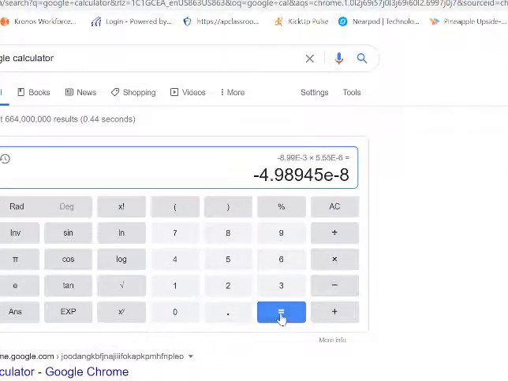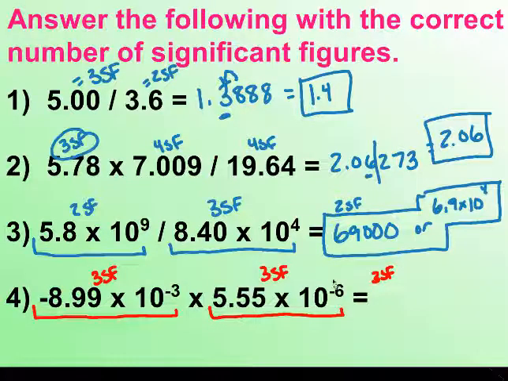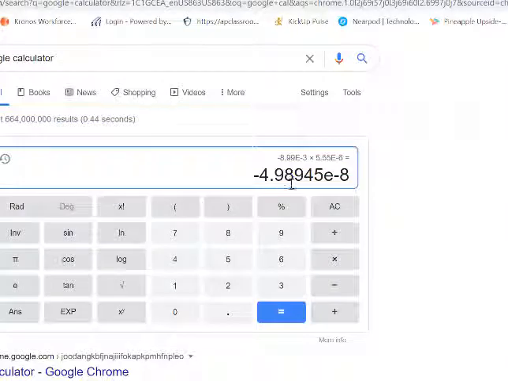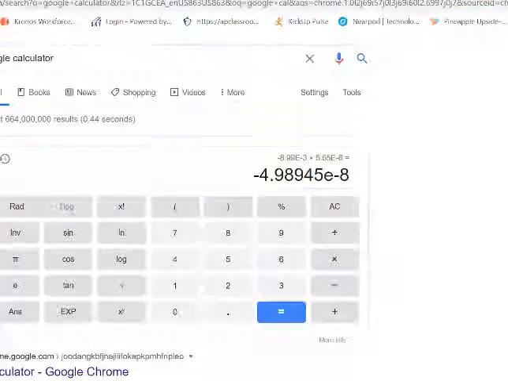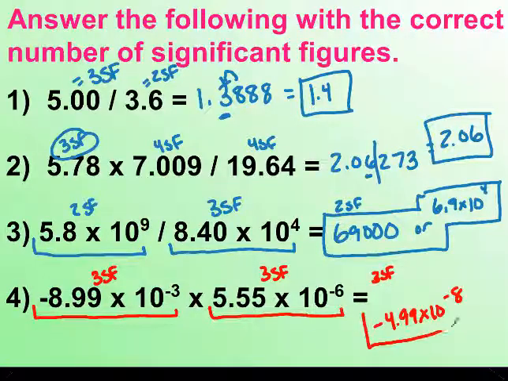Hit enter. So I needed 3 sig figs. So on my answer, I have 1, 2, 3. That 8 is going to round up. So I got negative 4.99. Always look over on this right-hand side. Don't forget the times 10 to the negative 8. So negative 4.99 times 10 to the negative 8. If it gives you it in scientific notation, then don't expand it and start putting all of our negatives or all of our zeros in front. Just leave it like this.